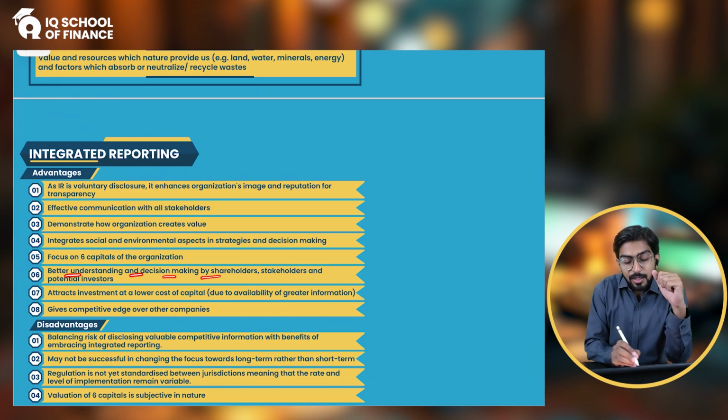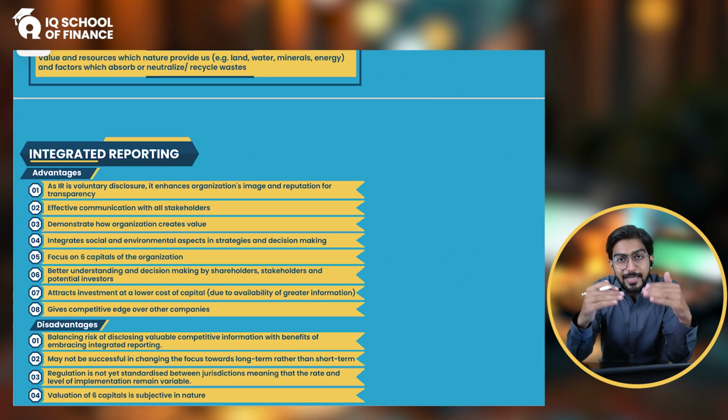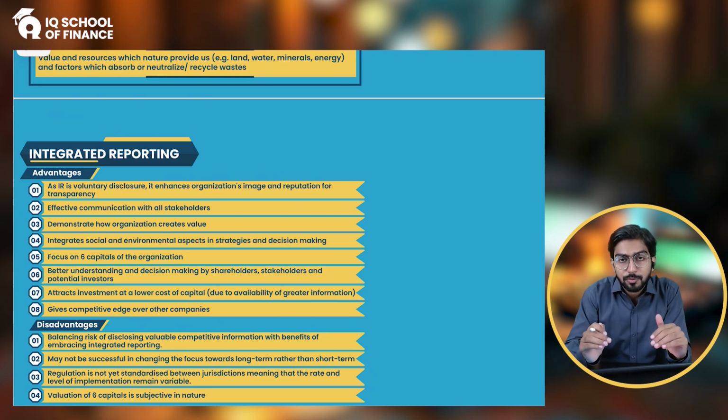Better understanding and decision making by the shareholders, stakeholders, and potential investors. Attracts investment at a lower cost of capital due to the availability of greater information. Because when you have a lesser amount of information, the risk increases. And the higher the risk, the higher the return your shareholder will demand. So if you are giving them enhanced information, their risk will go down. And if the risk goes down, the demanded return will also go down. And if they are demanding a lesser return, your cost of capital will decrease. As a business, you will have to pay less to your shareholders as the return.